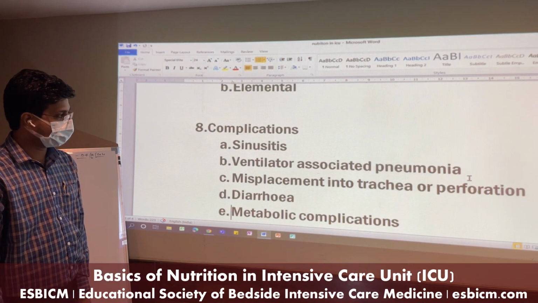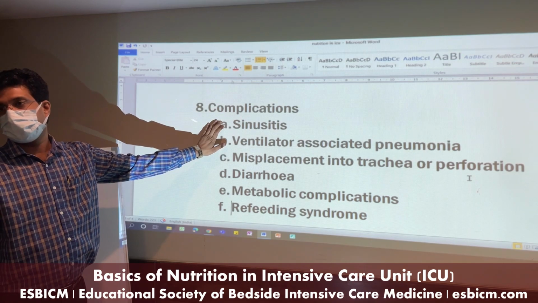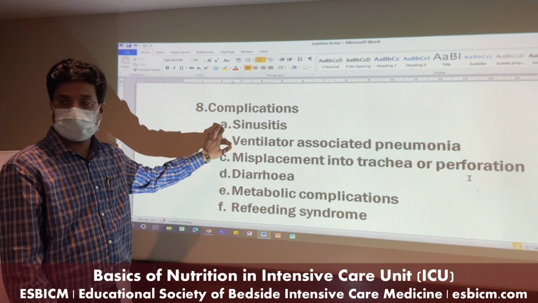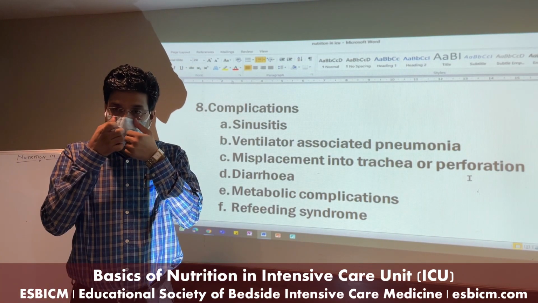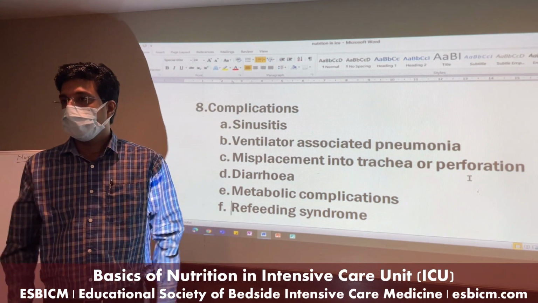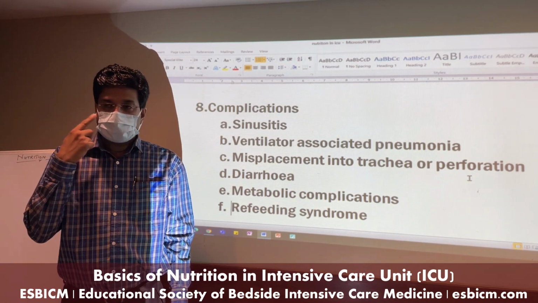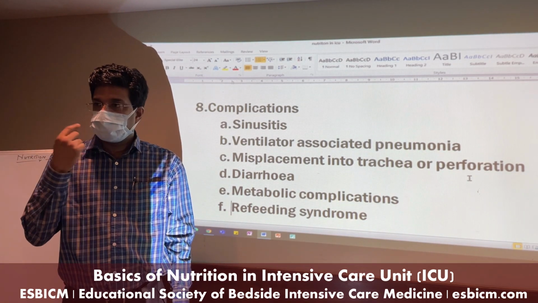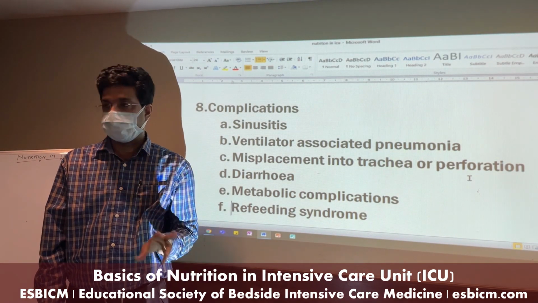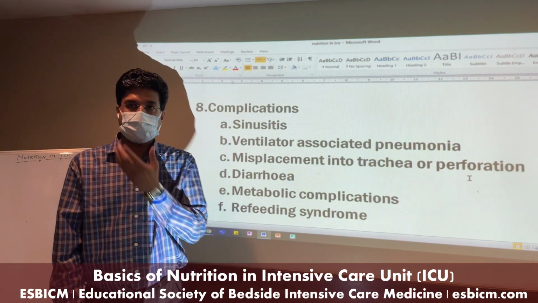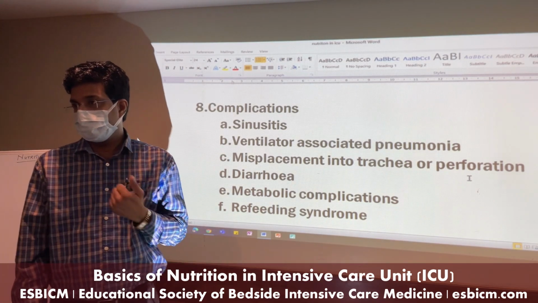Complications. The most common and most overlooked complication of enteral feeding, nasogastric or nasojejunal feeding, is sinusitis. How to check? You need to compress the sinuses daily, at least once, so that you can see whether there is tenderness, whether there is some pain on the side, because blockage of the nasal passage can cause sinusitis. It is one of the causes of pyrexia of unknown origin in the ICU. Easily overlooked, because sinusitis can cause fever. You have done everything, but you are not getting any cause of fever.